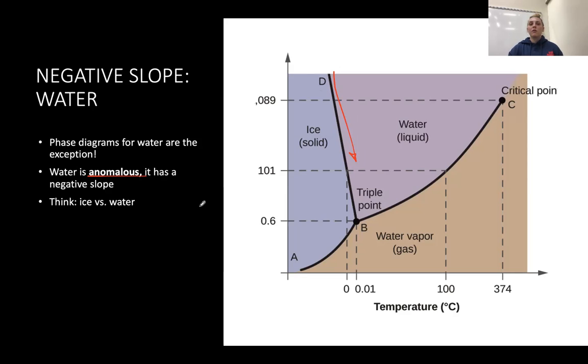So a way to kind of remember why this is, think of ice and water. Ice is lower density than liquid water, unlike most other substances which typically have denser solid phases. But again, remember, water has that negative slope because the liquid phase is going to be more dense than the solid phase.